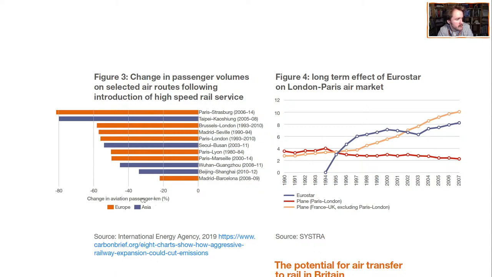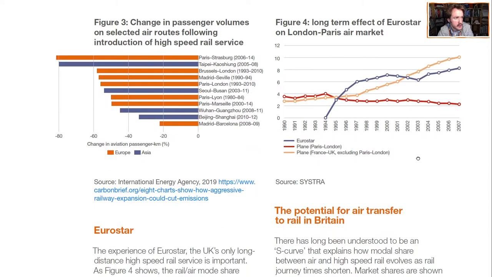So you can see here that generally, looking at the aviation passenger kilometres percentage, Paris-Strasbourg is obliterated. You know, it's taken 80% out. Taipei to Kaohsiung has taken out 80% as well. Then 50 to 60% for Paris-Marseille, Paris-Lyon, Seoul-Busan, Paris-London, Madrid-Seville, Brussels-London. So it's showing that there's been a substantial hit to ridership. Beijing, Shanghai, Wuhan, Guangzhou, all a pretty sizable chunk taken out of aviation mode share.